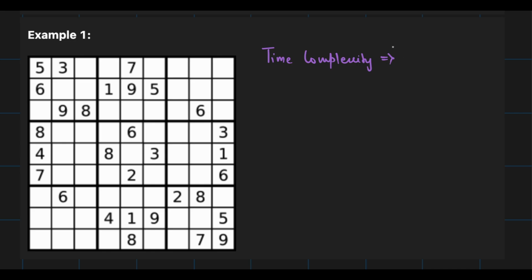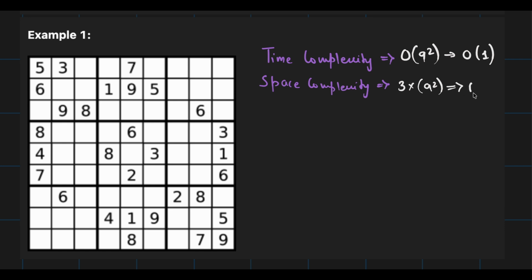So the time complexity of this solution will be O of 9 square, as we have hard coded 9, so it comes to constant time. And the space complexity will be 3 into 9 square, that also comes to constant complexity.